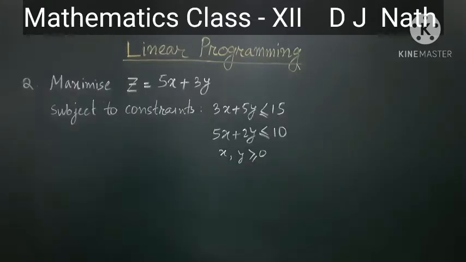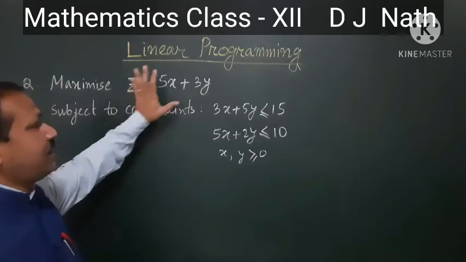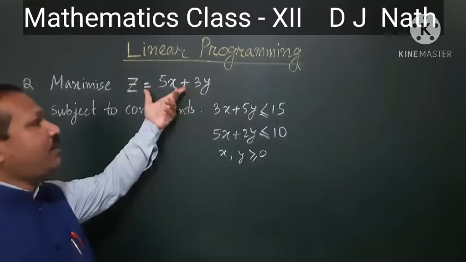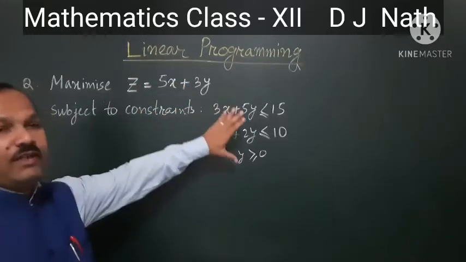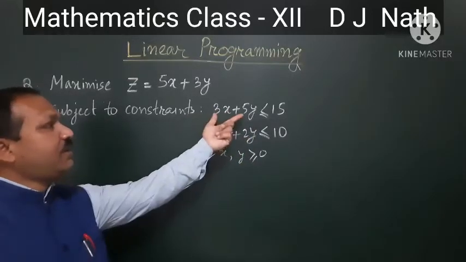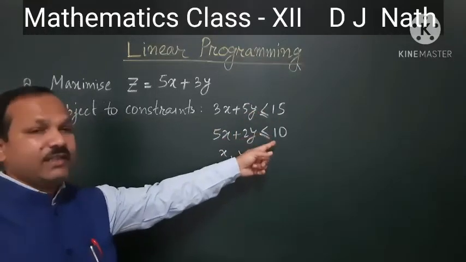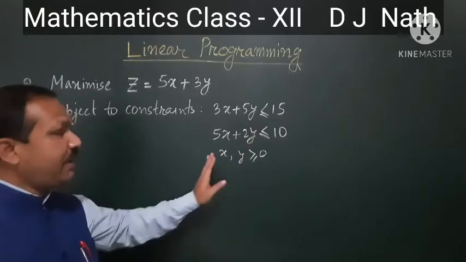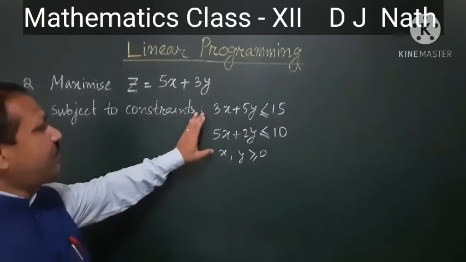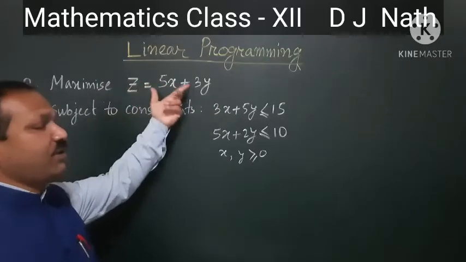So if a question is there: maximize z. This z is the objective function. What is that function? Maximize z = 5x + 3y. One objective function will be there, and there will be some constraints. These inequalities are called constraints. So what are the constraints? Here 3x + 5y should be less than or equal to 15, and 5x + 2y should be less than or equal to 10. And x and y both are greater than 0. Okay? So with these constraints, how can we get the maximum value of z? Maximize z means the maximum value of z.